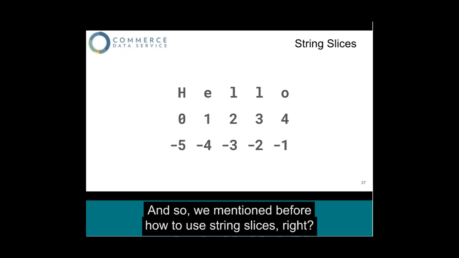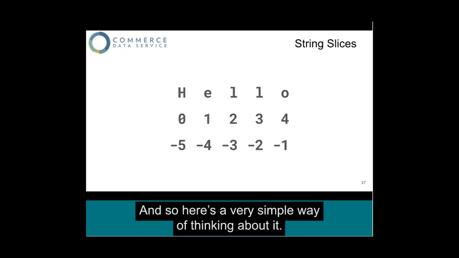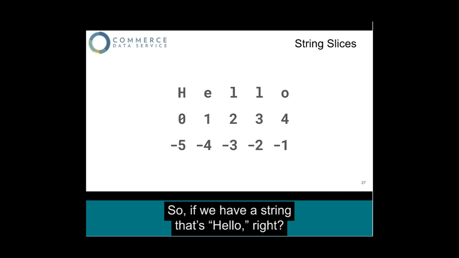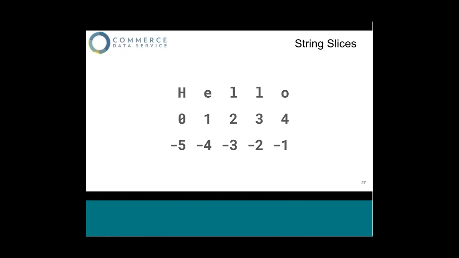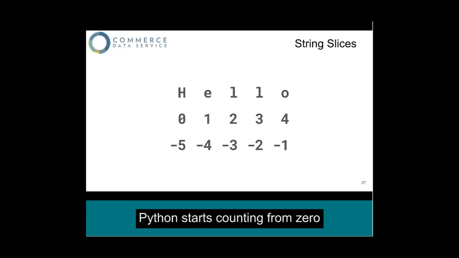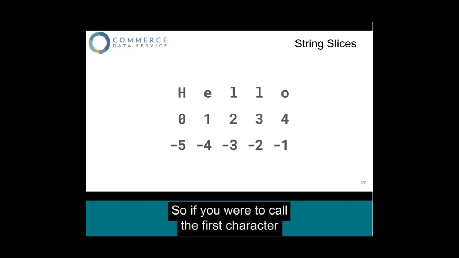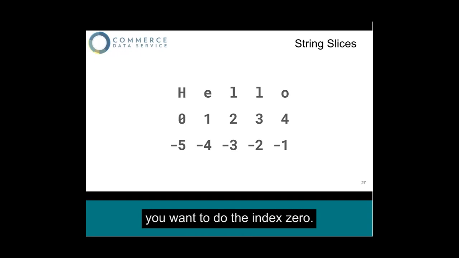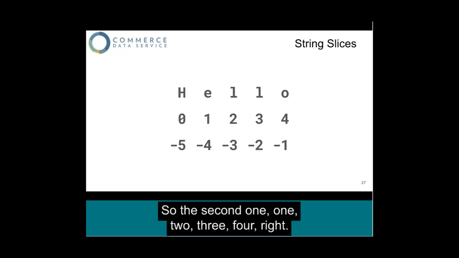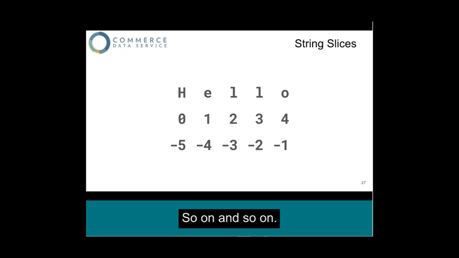And so we mentioned before how to do string slices, right? And so here's a very simple way of thinking about it. If we have a string that's hello, Python starts counting from 0 as you try to slice that string. So if you want to call the first character, you want to do the index 0. Second one, 1, 2, 3, 4, right? So on and so on.